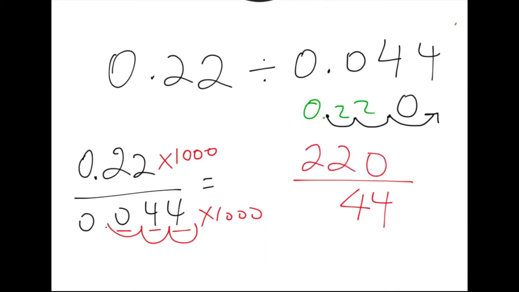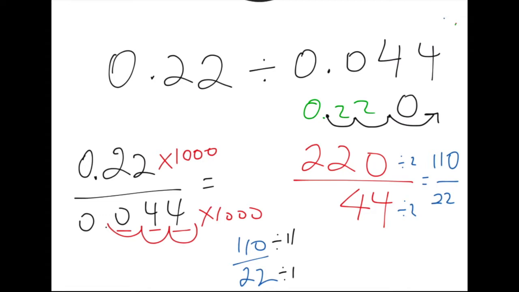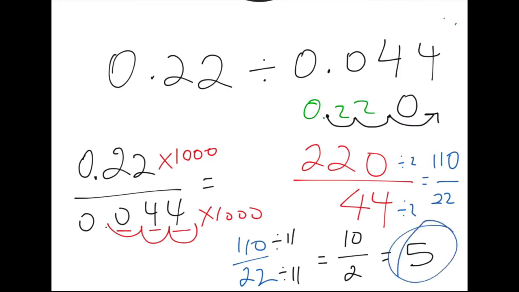So now I divide. The easiest way to divide when you have big numbers like this is to start by simplifying this fraction. Maybe divide by 2, divide by 2. So I end up with 110 over 22. So it's getting easier now. If I have 110 divided by 22, can I simplify again? I can divide by 11 on the top, divide by 11 on the bottom. 110 divided by 11 is 10, and 22 divided by 11 is 2. Then 10 divided by 2 is 5. So the answer is 5.